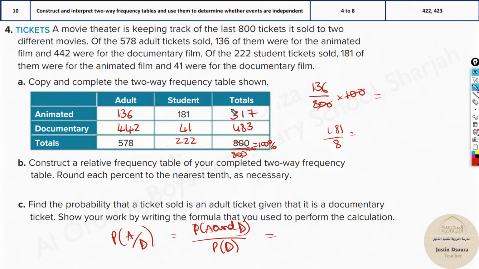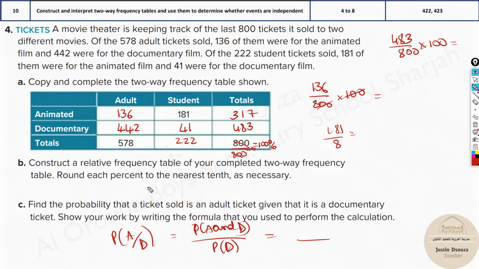What is the total documentary over here? The total is 483. Okay, now this would be wrong. I should not take 483. You should take the relative frequency. That means you need to find the percent: 483 divided by 800 times 100. This answer must be taken here.